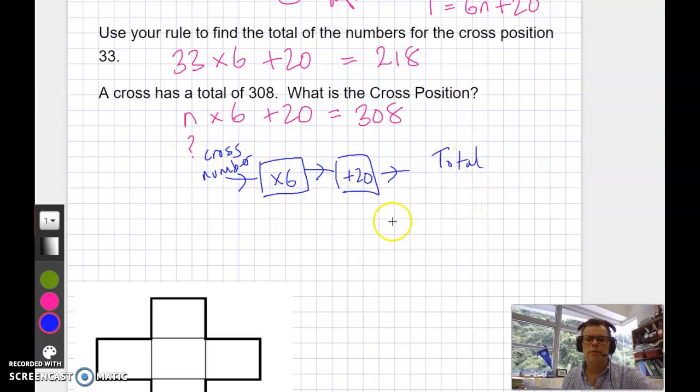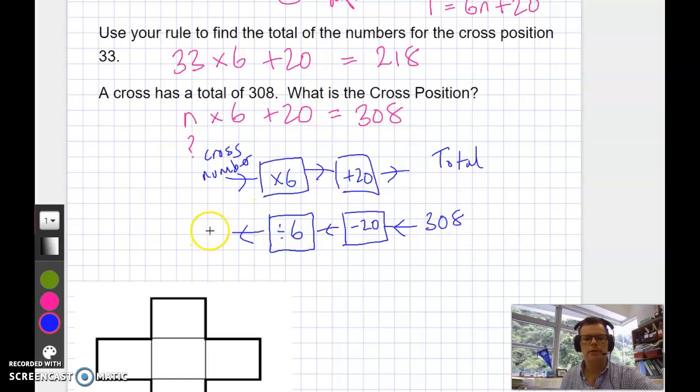But now I've been given the total 308, and I want to find the cross number. Well, we could just do the opposite. Now this is where maths starts getting really cool, because I could just do the opposite, you see. What's the opposite of adding 20? Subtracting 20. What's the opposite of multiplying by 6? Dividing by 6. So I've got the total 308, and I want to find out the cross number.